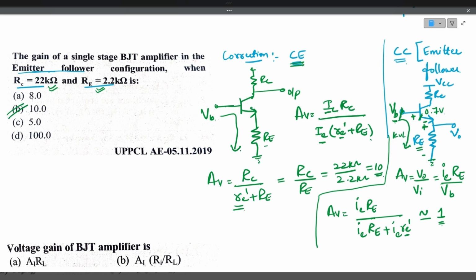So I feel there is a small correction in the question. This is not an emitter follower but a common emitter configuration. If it were really an emitter follower, the voltage gain must be closer to 1. But we don't have any such options which are nearly 1.